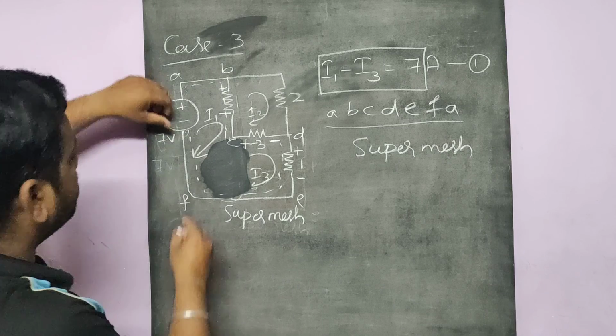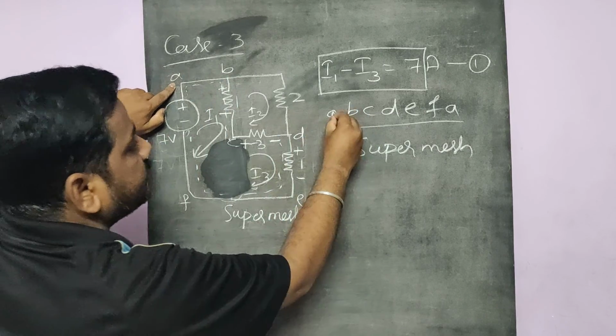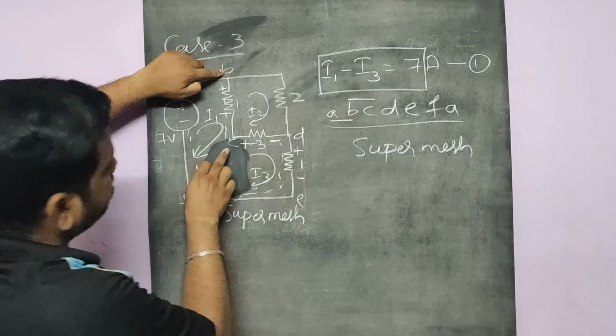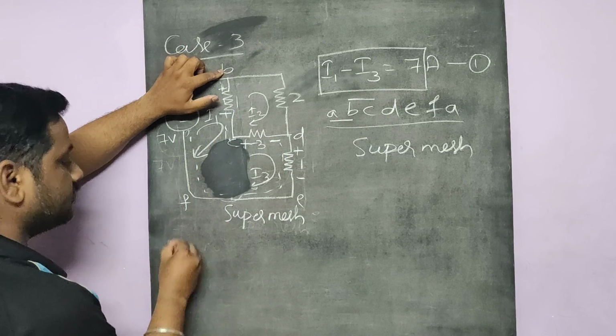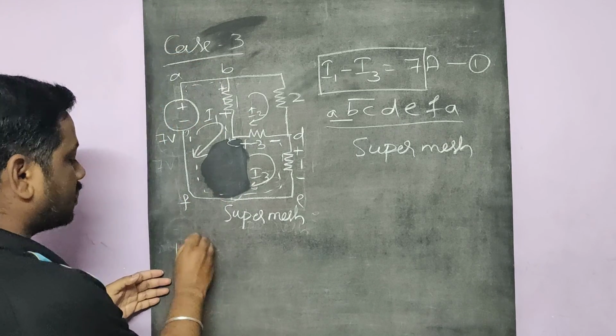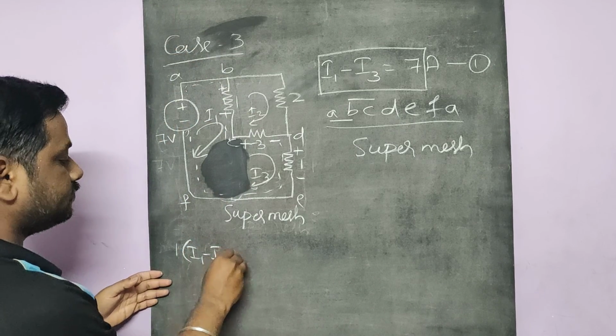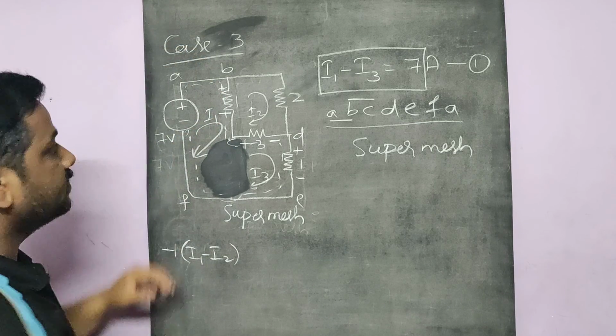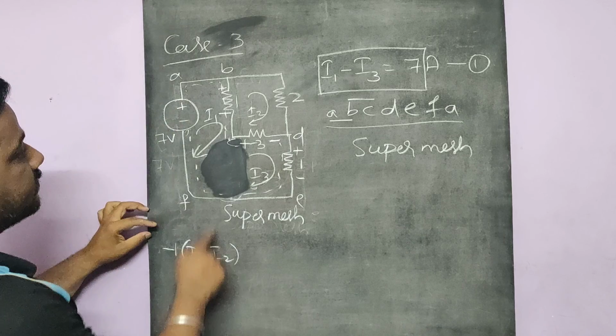So now let me start from A to B. A to B, I don't have any elements, so no voltage drop. Then B to C, I have 1 ohm resistance, and we have currents I1 and I2, but both are opposite to each other, and this is plus to minus, so I'll take minus 1 into I1 minus I2.